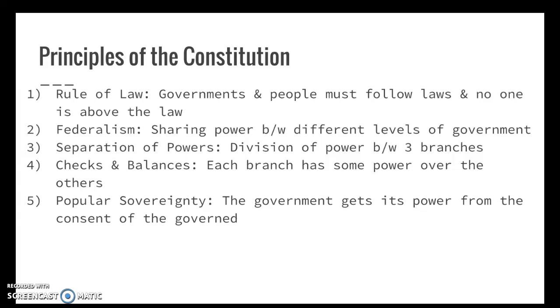Now, inside the Constitution, there's several principles. You have the rule of law. There's 5 of them. The rule of law means governments and people must follow laws and that no one is above the law. Federalism is the idea that you got to share. It's keeping power shared between different levels of government.